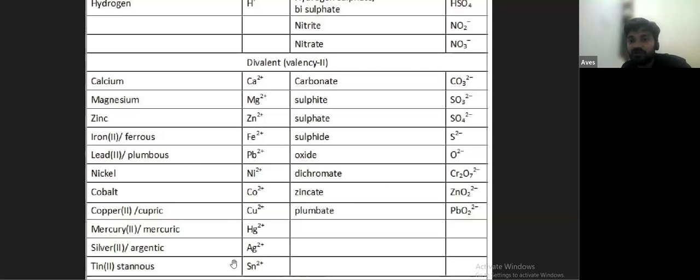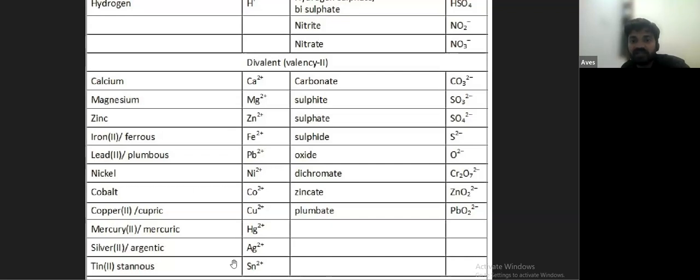Calcium is going to have +2 valency, carbonate ion is going to have -2 valency, magnesium is going to have +2 valency, sulfite ion is going to have -2 valency. This is SO3, but the valency of this is -2. The sulfate ion is SO4, but the valency of the SO4 ion is -2.